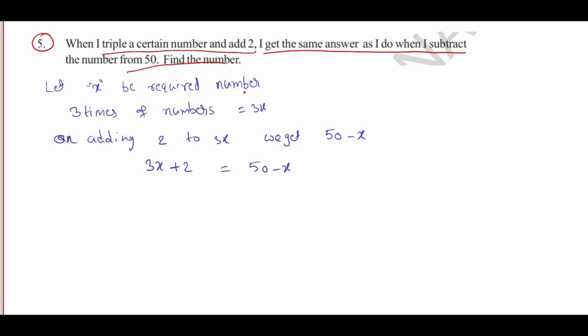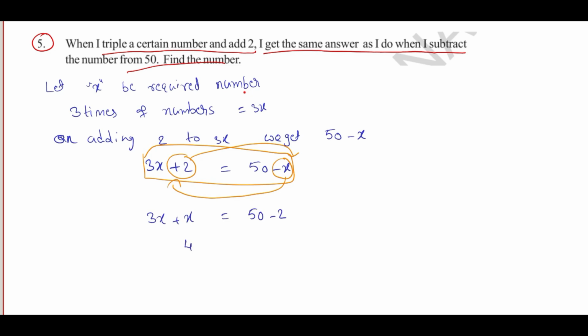Now here we got a linear equation in one variable, in which we have a variable on both sides. On the RHS we have a negative variable, and transposing this negative variable to the other side of the equation it becomes positive, and transposing this plus constant term to the other side it becomes negative. From this we can write 3x plus x is equal to 50 minus 2. 3x plus x is what? 4x. 4x is equal to 48.